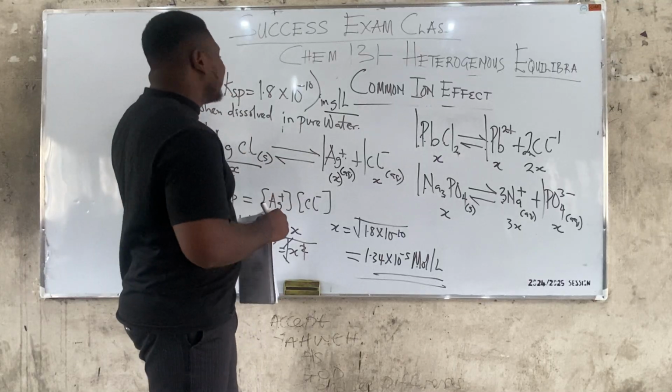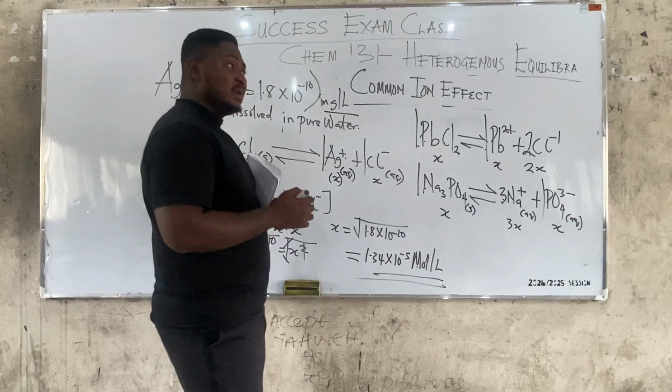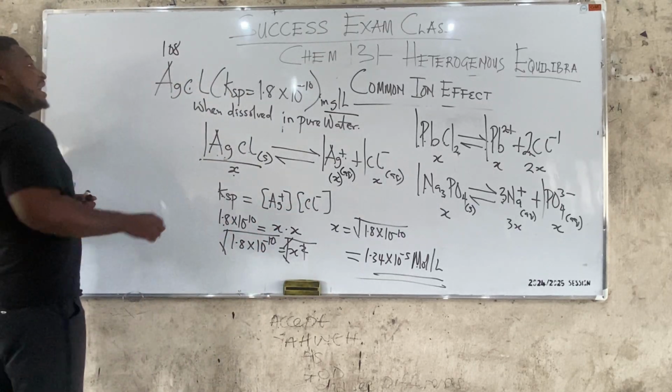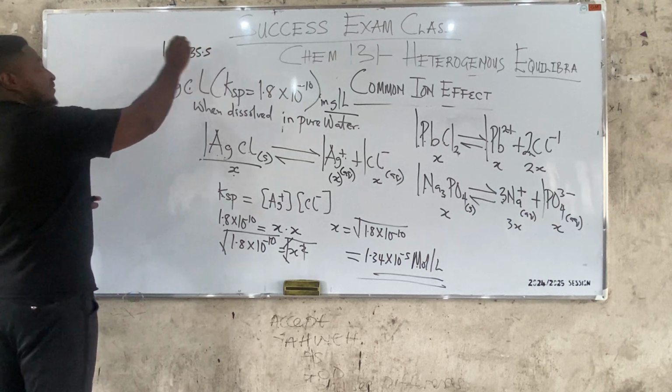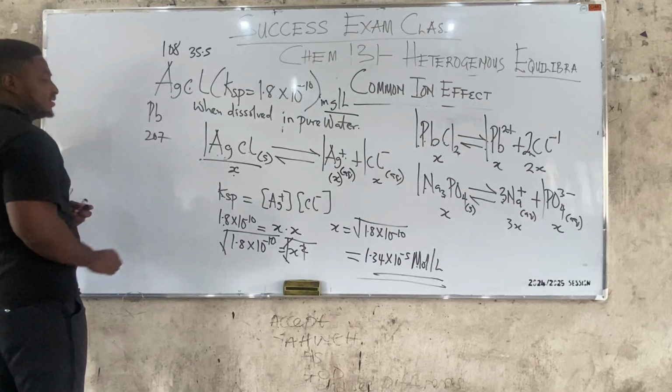simply find the molar mass of the salt, which you are not given, but you are expected to know at this level of university. Any good student should know that Ag is 108. And Cl is 35.5. If this was Pb, Pb is 207.2. You should just know it.